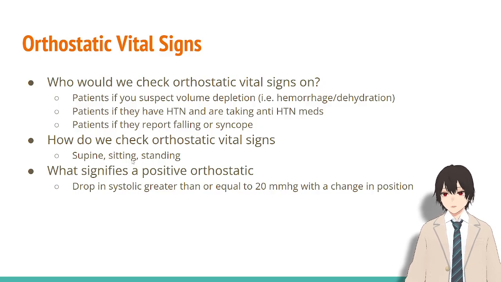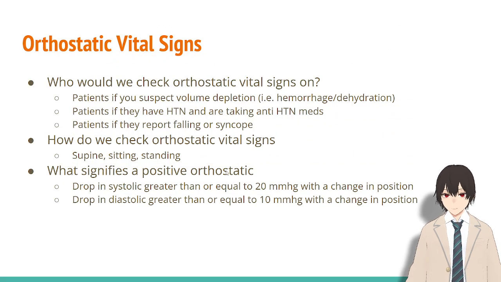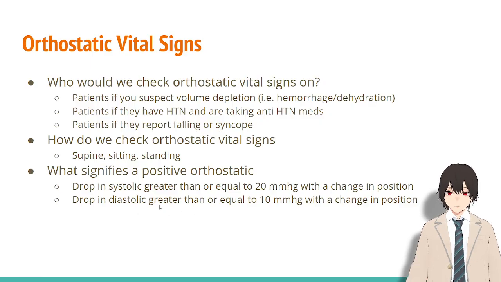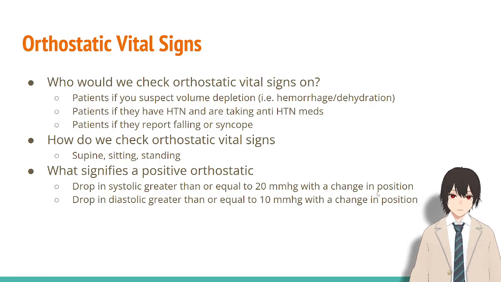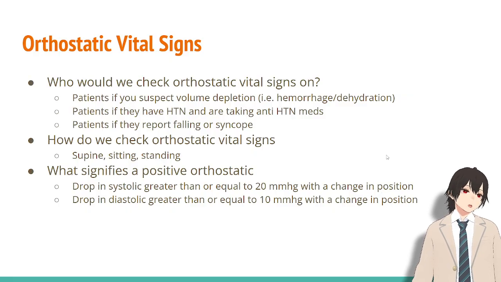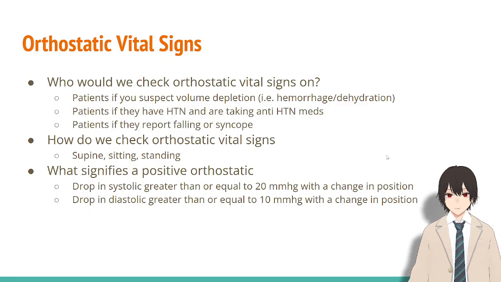So if the supine goes to sitting and it goes from 110 to 90, that's a positive orthostatic. Or if you have a diastolic drop that's greater than 10. Okay. So it's not "and". You don't need systolic and diastolic both dropping to be considered orthostatic. It only needs to be one, okay?